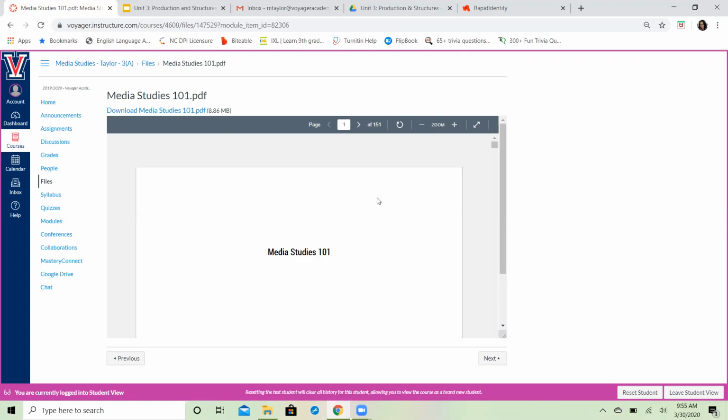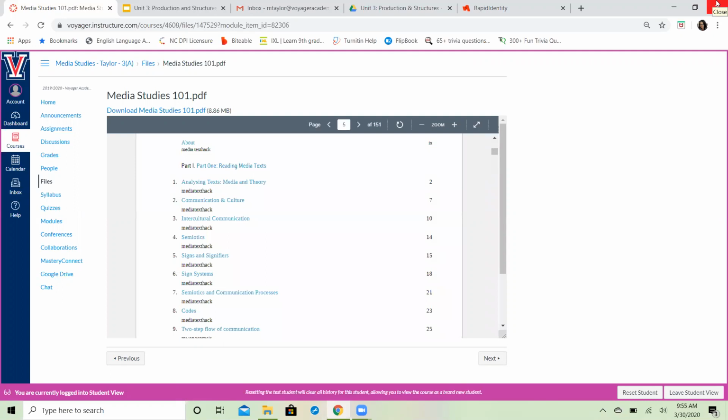But when you're looking at where to find your chapters to read, this is where you're at, and you're going to scroll down till you get to Unit 3, which is page 74, if I'm not mistaken. So let's see if I can just type in 74 right here and get us where I need us to be.